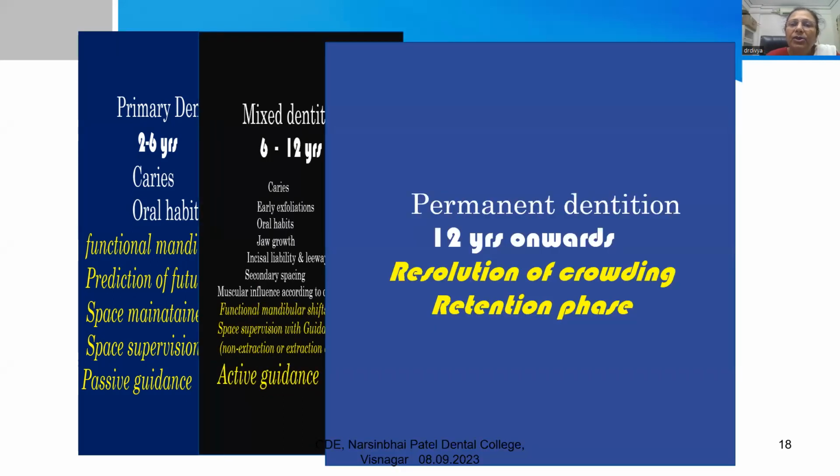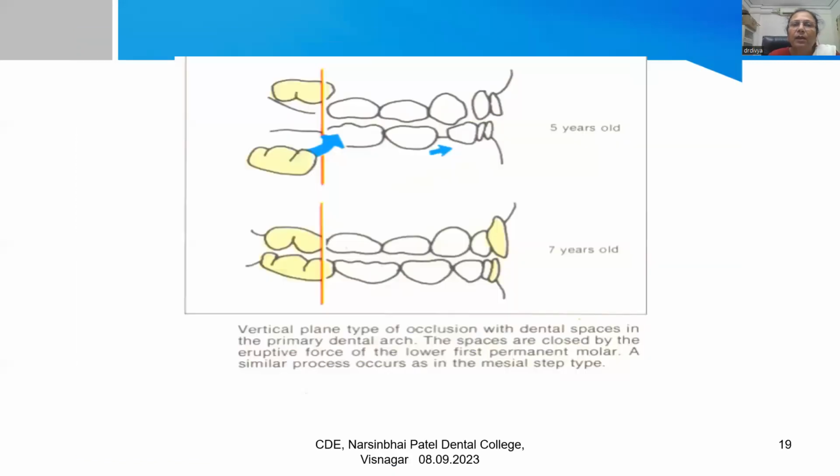In the permanent dentition, that is 12 years onwards, resolution of crowding should be there, and we should start with the retention phase. First, start with what are the normal existing spaces in the deciduous arches, the primary arches.